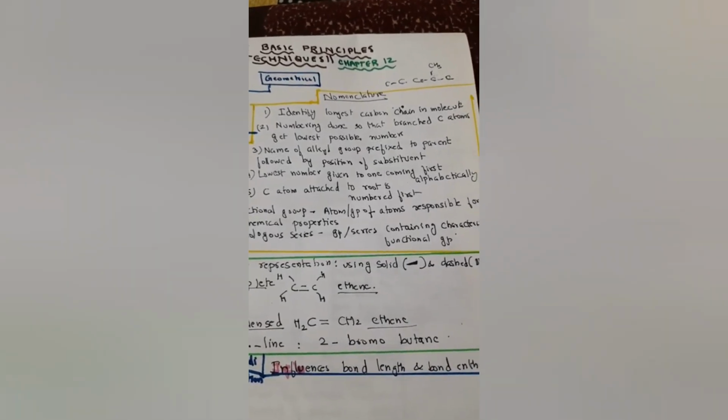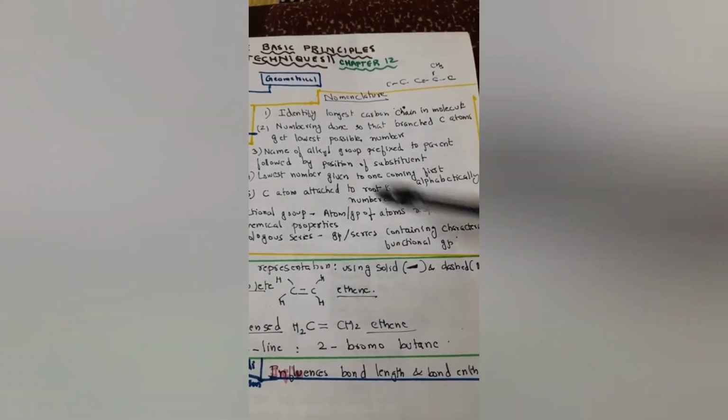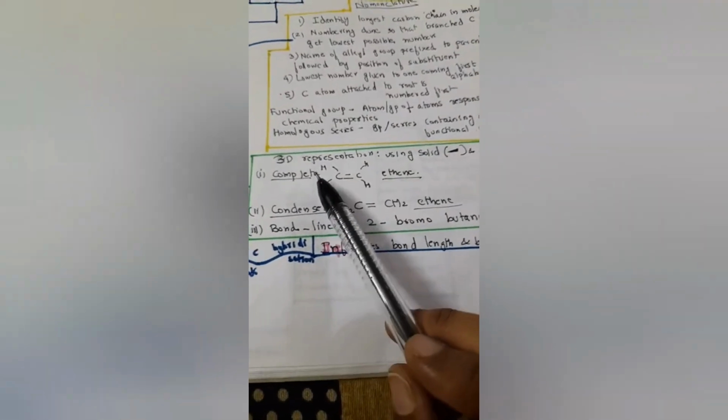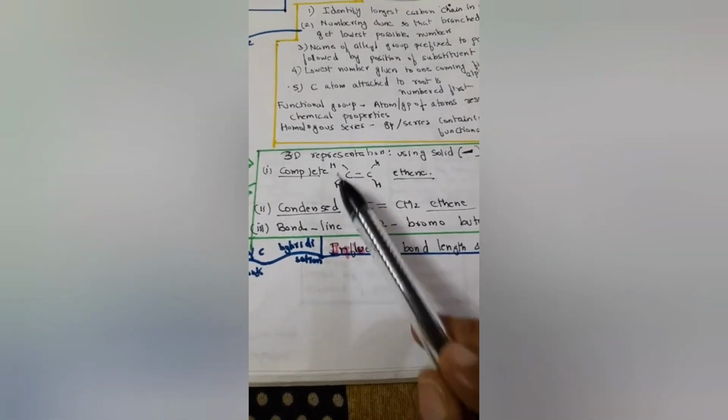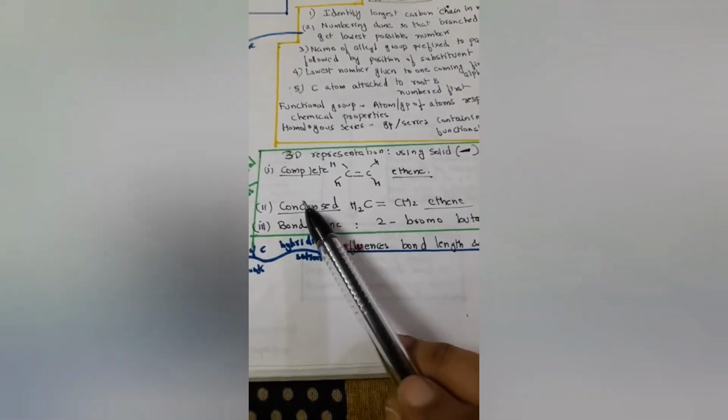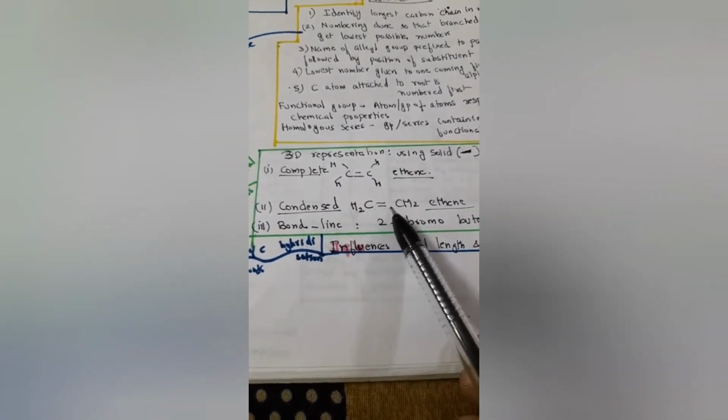So in another session we will do some examples on how to name, what you do in nomenclature. This is just for you to have a quick revision. Now 3D representation, that is structural formula, using solid or dashed bonds like this. See, we have got 3 types. Completely written, C double bond C, H, H, H, H, that is ethene. If you write this in condensed formula, it is CH2 double bond CH2. Bond line formula will be 2-bromo-butane.